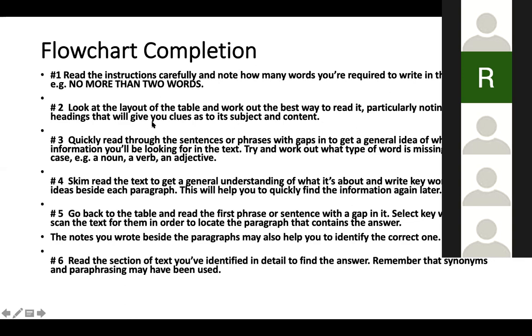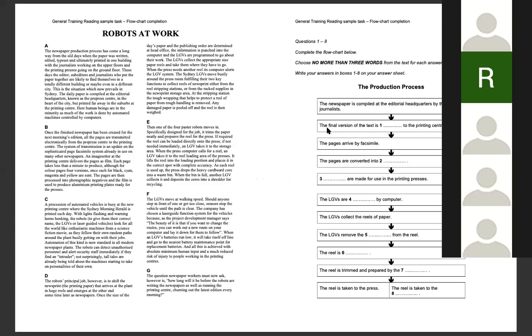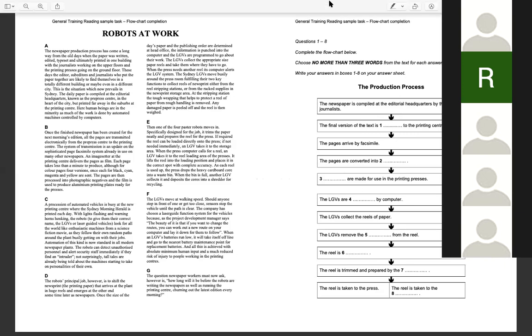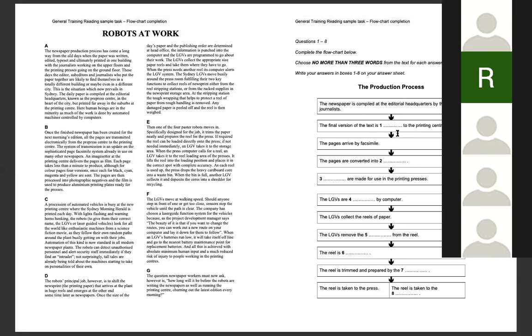Then the second thing you do is look at the layout of the table, meaning how it is laid out. Did you notice it has arrows? That means it's showing a process or a sequence of events. Then you go through the sentences or the phrases. Let me show you what it means. If you see this, the first version of the text is dash to the printing center. So what kind of word is there? Anybody who wants to answer? Can you predict what word this might be?